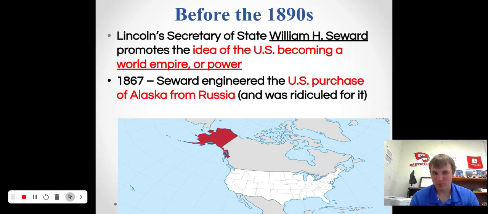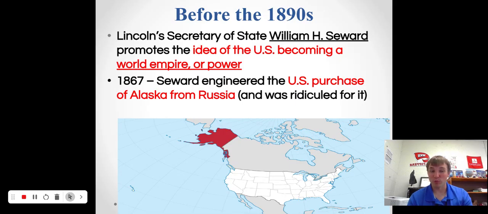But second of all, think about the climate in Alaska. Okay, not a ton of great farmland up in Alaska. It's very far north. Okay, very isolated. So many people thought it was a mistake. They called it Seward's Folly or Seward's Icebox. But as we know, Alaska actually proved to be a very, very valuable purchase for the United States.